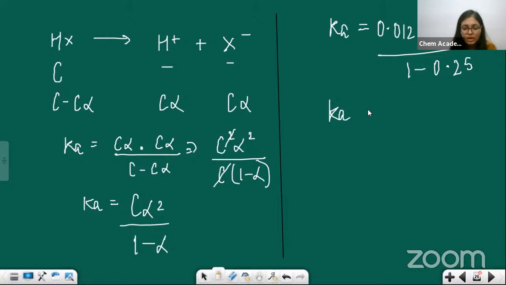What will be the value for Ka from here? Solve the value and write it in the comments.